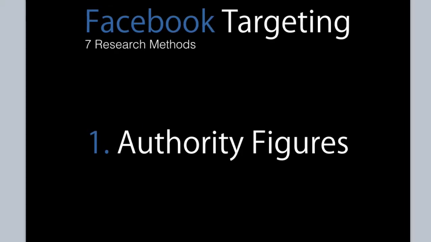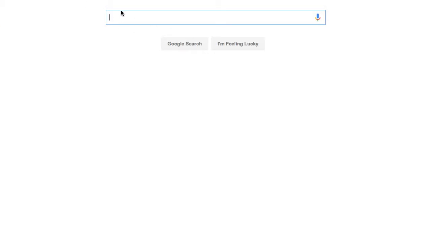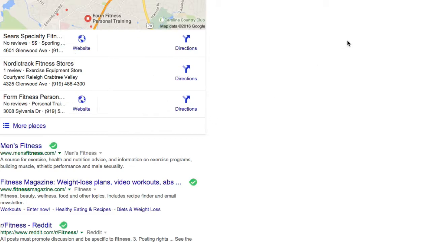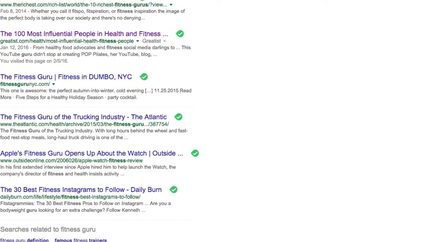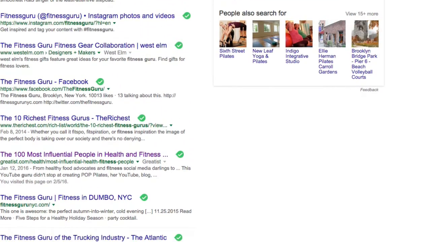The first one I want to talk about is authority figures. So what you'll do is I'm going to hop over here to Google, and we're just going to type in. I'm going to use fitness as the niche pretty much throughout all these methods, so we can have some continuity. But if we type in fitness, okay, oh, fitness guru, sorry. Fitness guru is the one that I like to use, or the word guru. Usually you're going to get the best results for folks that are best known in your niche. Let's take a look here and see what kind of results we get.